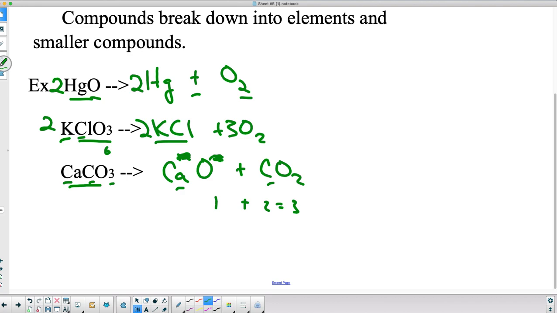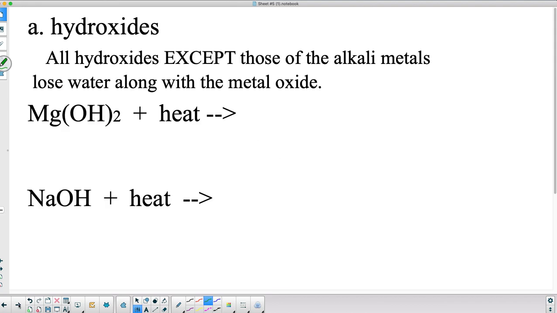Okay, get ready. Here come the notes. The first one we're talking about is when we have a compound that has a hydroxide. Okay, an example of a decomposition with a hydroxide might be Ca(OH)2, and then that decomposes into something else.